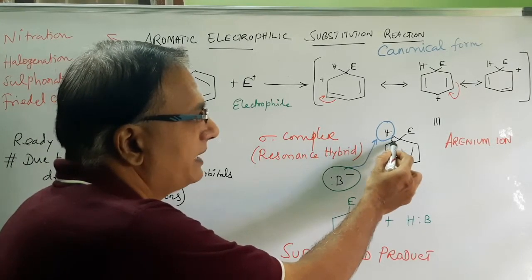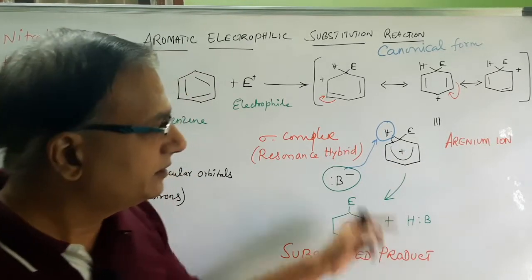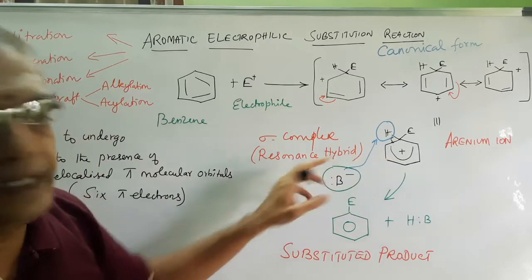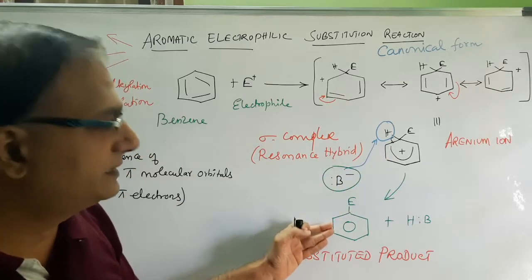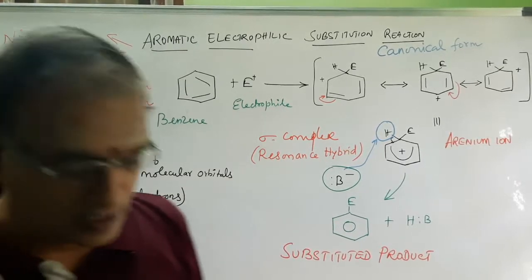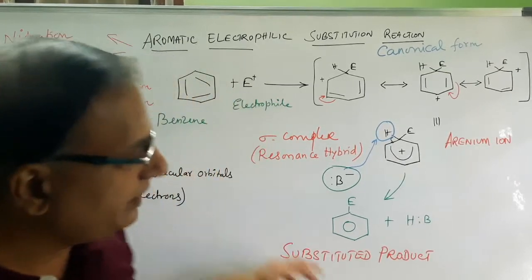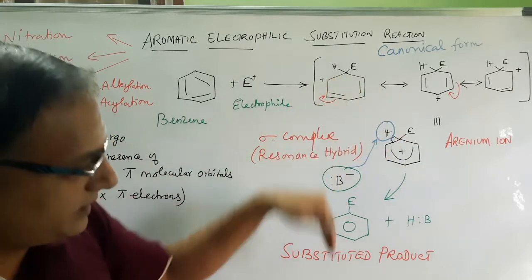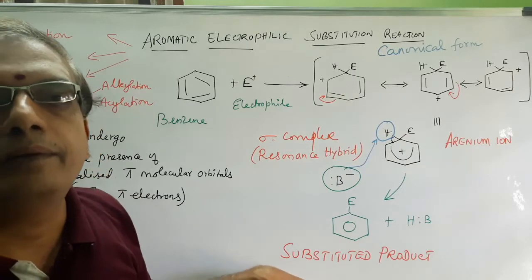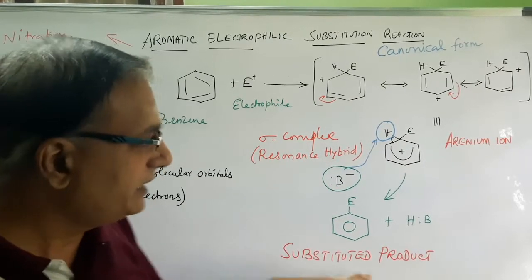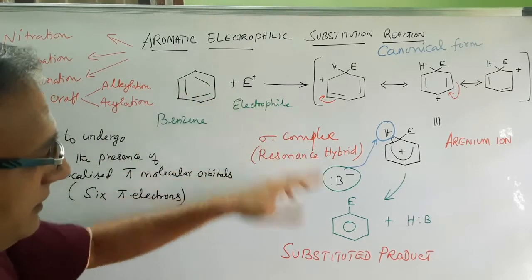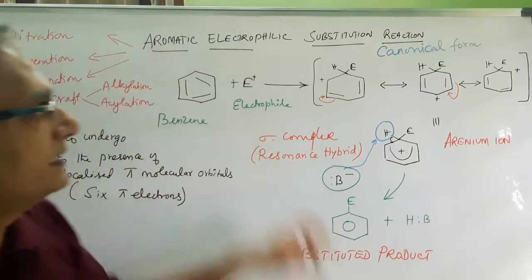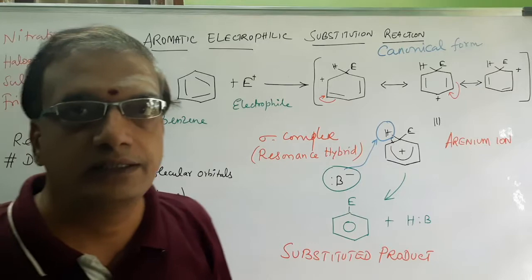So what will happen? This will come back to the benzene ring, which implies that the delocalization is retained. Once delocalization is retained, the substituted product is aromatic in nature. This is the way the arenium ion comes back to the substituted product with aromatic nature. So this is the way the arenium ion works in electrophilic aromatic substitution reactions.